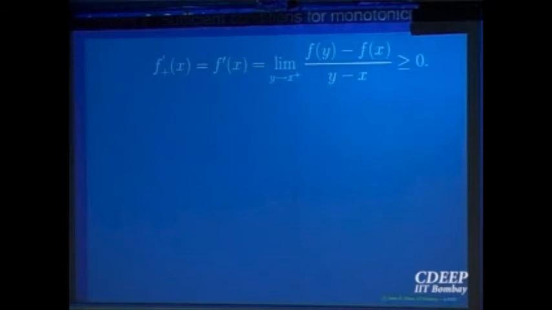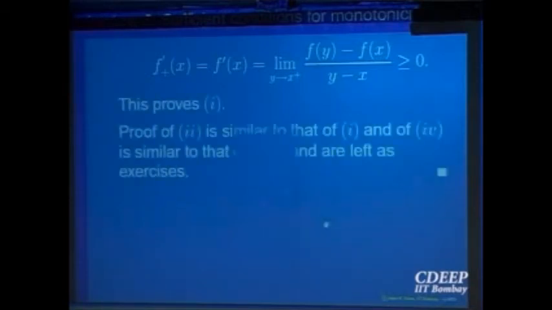So we have proved both ways. f is monotonically increasing if and only if the derivative is bigger than or equal to 0, and if the derivative is strictly bigger than 0, then the function is strictly increasing. Right? So that completes the proof of part 1, and the other parts are similar. Let us see for a change today.